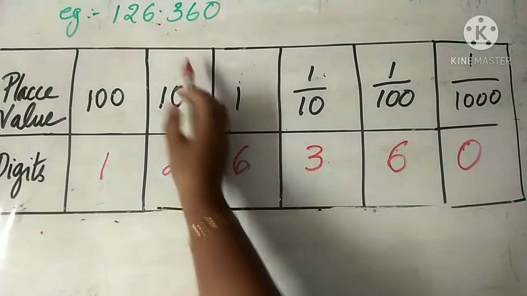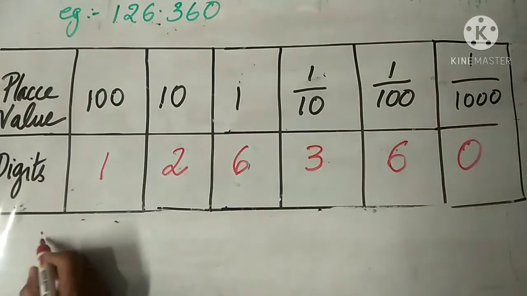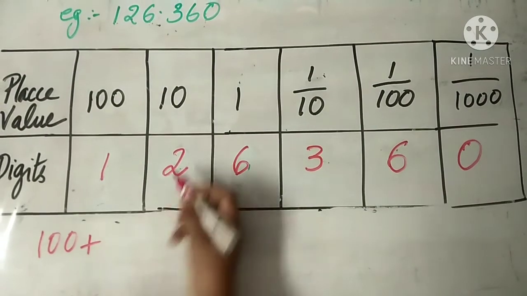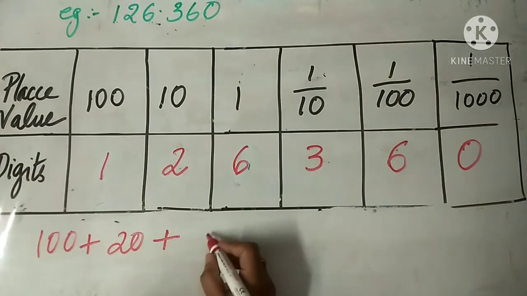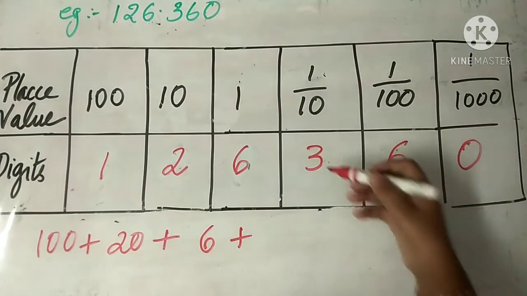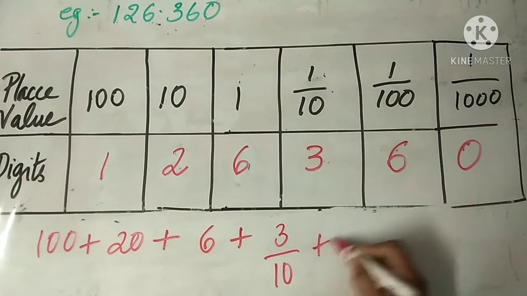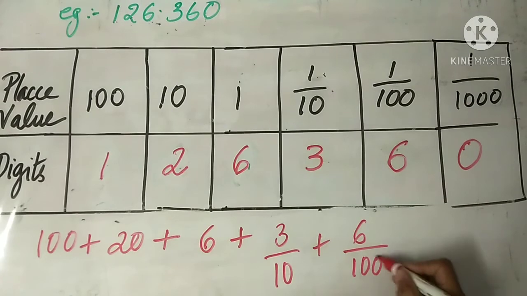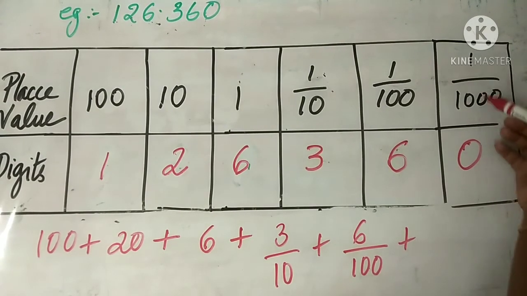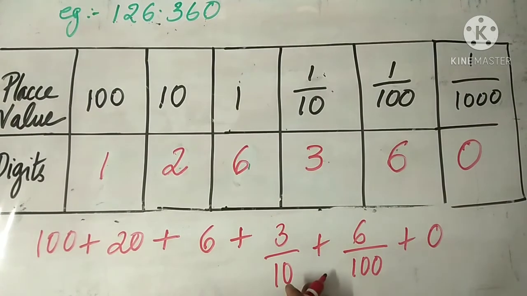Now we can split and write this number according to the place value. How? 1 into 100, 100 plus 2 into 10, 20 plus 6 into 1, 6 plus 3 into 1 by 10, that is 3 by 10 plus 6 into 1 by 100, that is 6 by 100 plus 0 into 1 by 1000, that remains 0 itself. This is how we split and write according to the place value.